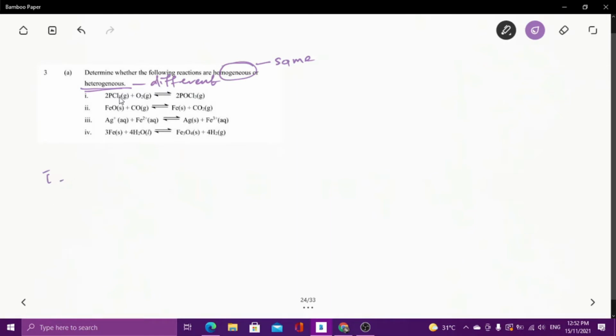Okay, so contoh soalan nombor 1 dekat sini. So soalan nombor 1, all of the species here, kita ada 2PCl3 gas plus O2 gas menghasilkan 2POCl3 gas. So all of the species ataupun dia punya spesies semua ni mempunyai phase yang sama, iaitu gas. So in this case, this system reaction ini adalah homogeneous.